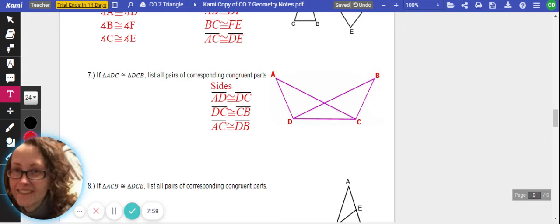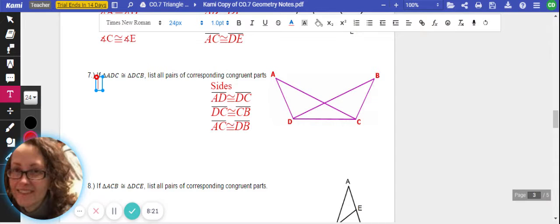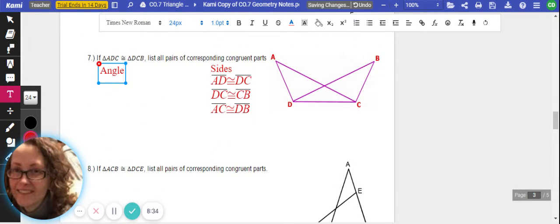And just following that same pattern as before, AD is congruent to DC, DC is congruent to CB, and first and last, AC is congruent to DB. That's it for my sides. So now I need to go ahead and complete the angle congruence statements. Now these are going to be a little bit more difficult. Actually, they are going to be fairly difficult, especially compared to what we were doing up here.